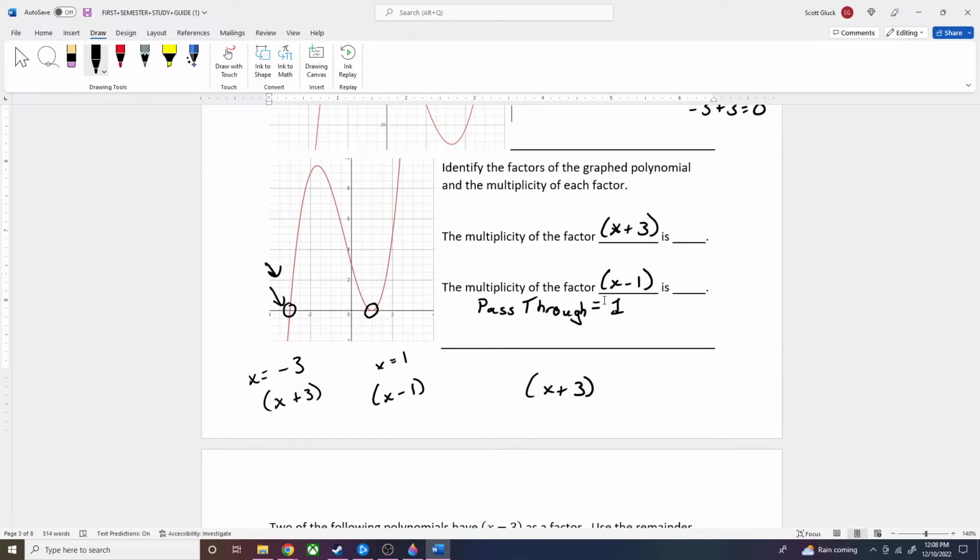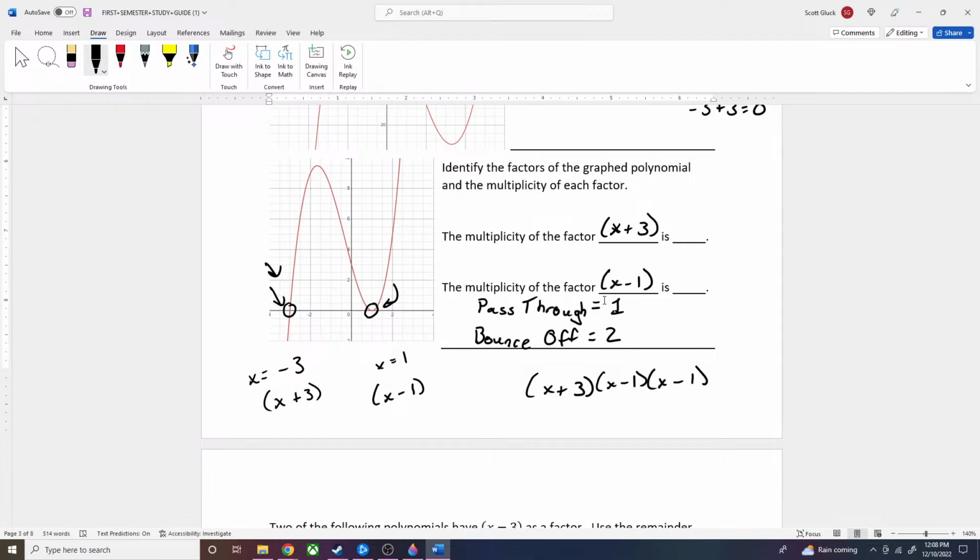Now, the second one is if it bounces off. Okay? If it bounces off, such as what's happening at x equals 1 here. Okay? Notice that at x equals 1, right, the graph comes down, it touches that 0, and then bounces straight back up, okay? If it bounces off, you have a multiplicity of 2. And what that means is that the corresponding factor here, if you were to write the full factor form out, would actually appear twice rather than just once.